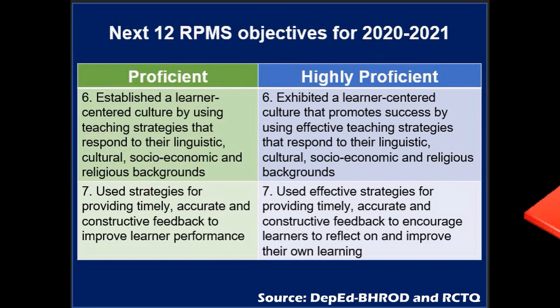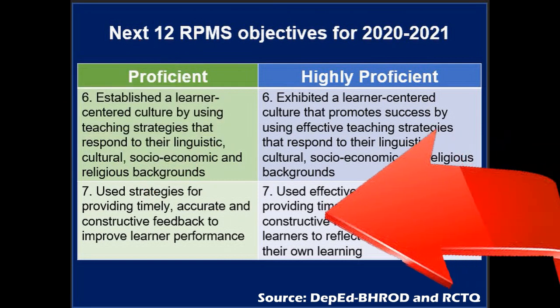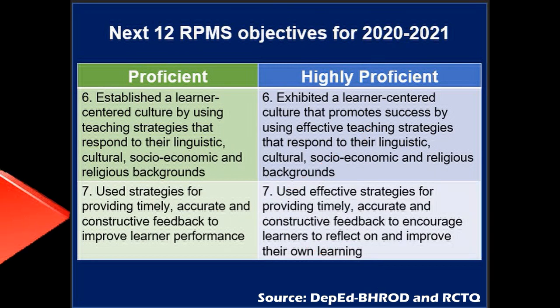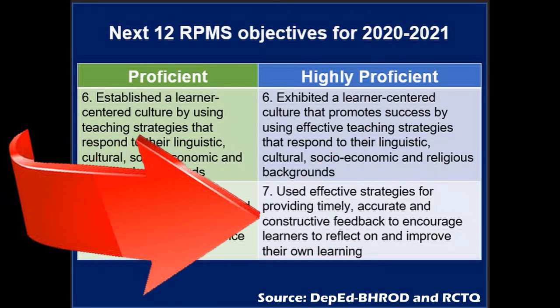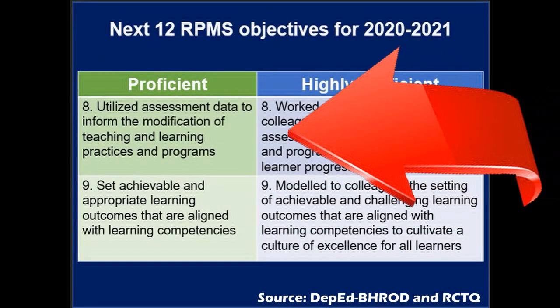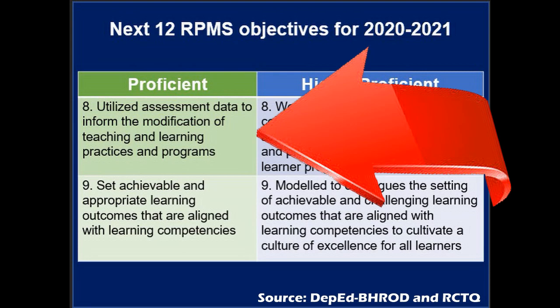The seventh indicator for the proficient teacher is to use strategies for providing timely, accurate, and constructive feedback to improve learners' performance, while the highly proficient teacher is expected to use effective strategies for providing timely, accurate, and constructive feedback to encourage learners to reflect on and improve their own learning. The eighth indicator for the proficient teacher is to utilize assessment data to inform the modification of teaching and learning practices and programs.